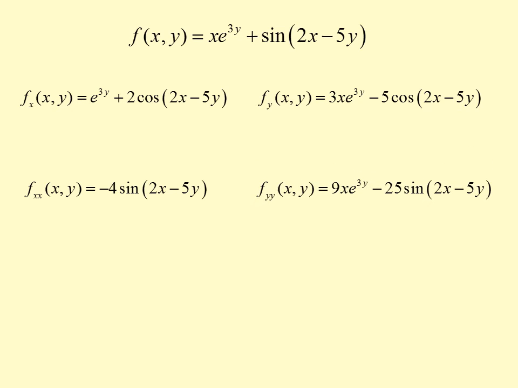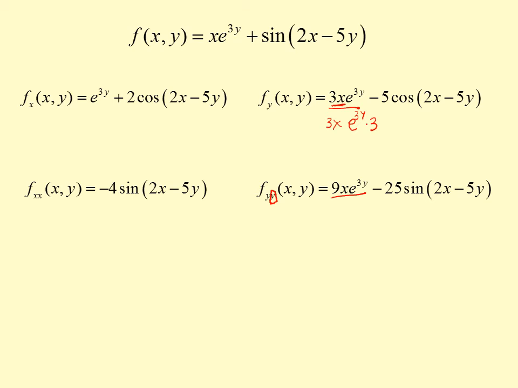And likewise, if we take the partial with respect to y, and then do the derivative of that with respect to y again, here's this term. Since we're doing the derivative with respect to y, the 3x is just a constant. The derivative of e to the 3y would be e to the 3y times the derivative of 3y. Now that comes out to be the 9x e to the 3y.